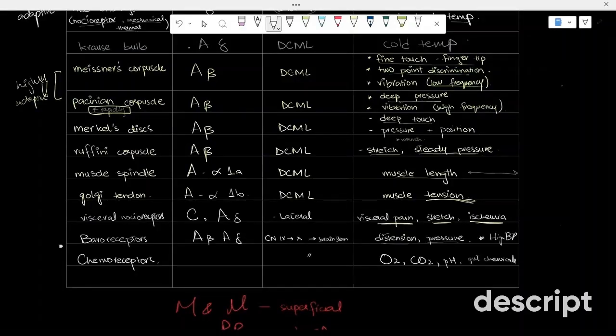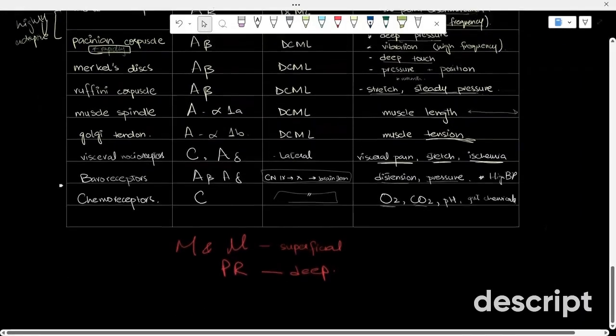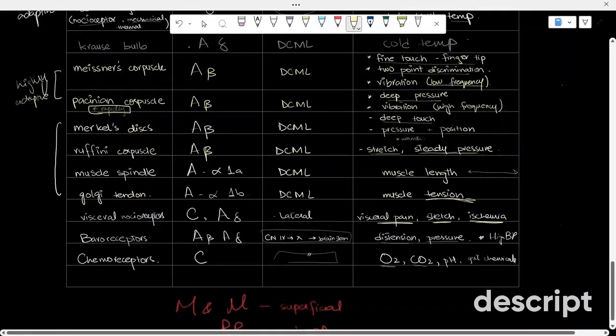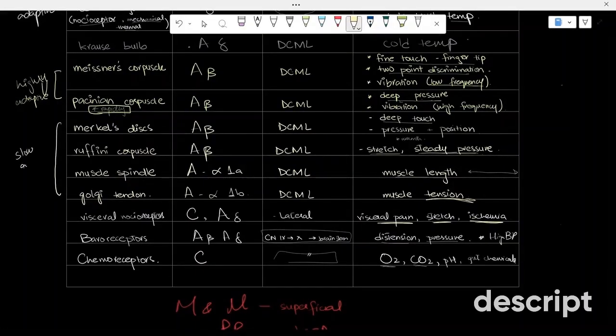For chemoreceptors, it will be detecting O2, CO2, and chemical changes, so it will be C fibers. The pathway, we will do this in detail in CVS. You can see over there. Now, these over here, the ones in yellow, are slow adapting receptors.